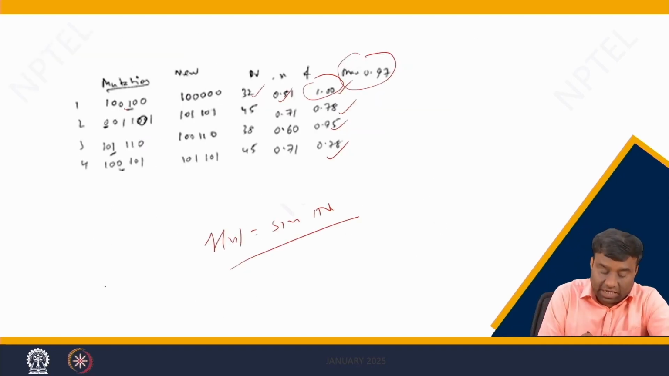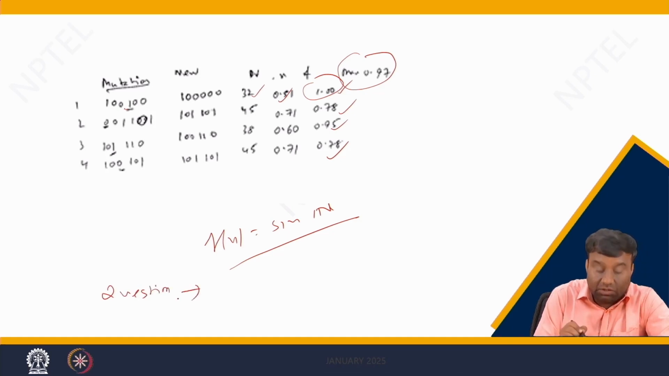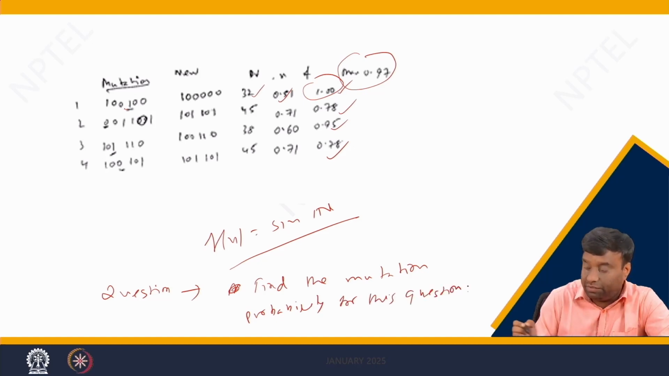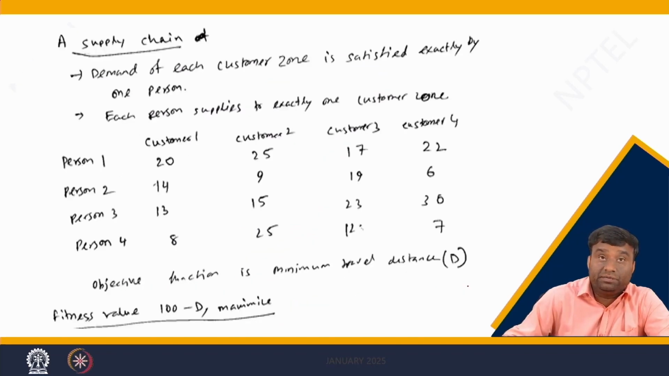So now questions here, you try to guess, you try to find the mutation probability. Find the mutation probability for these questions. For these questions, I hope you can find the mutation probability.